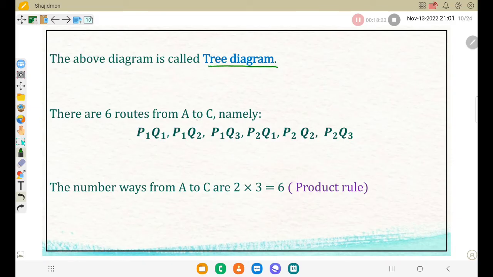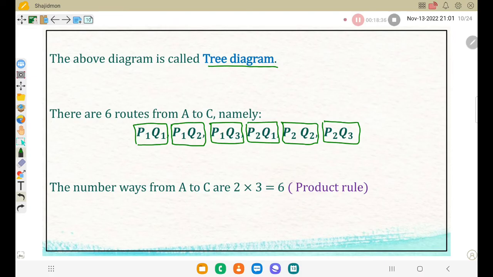Now there are 6 routes from place A to C, namely P1 Q1, that is the first route, P1 Q2 second route, P1 Q3 third route, P2 Q1 fourth one, P2 Q2 and P2 Q3, 6 ways, correct, as I showed in the tree diagram. So the number of ways from A to C equals 2 multiplied by 3 equals 6 by using the product rule.